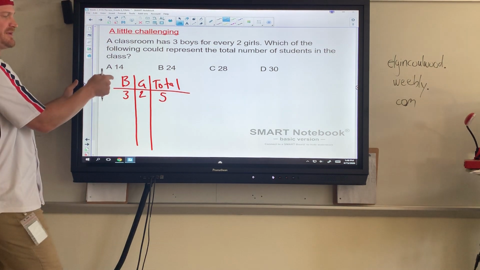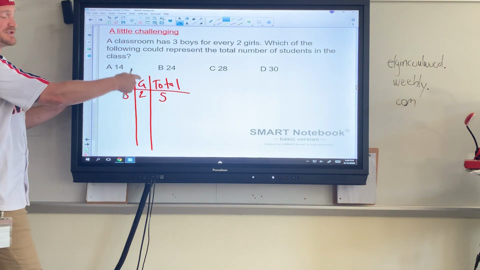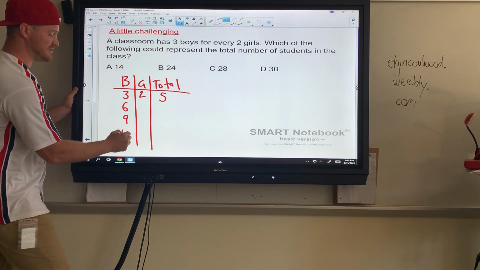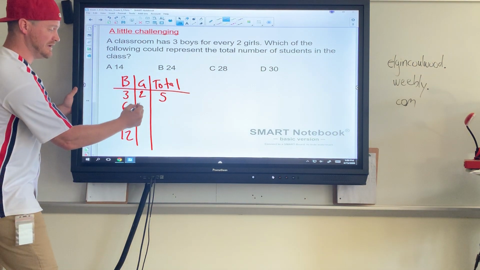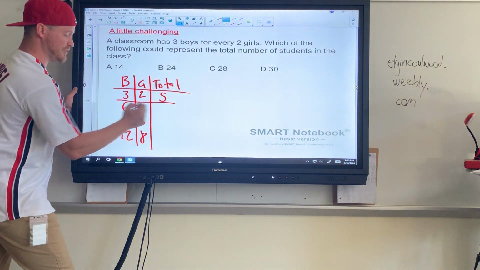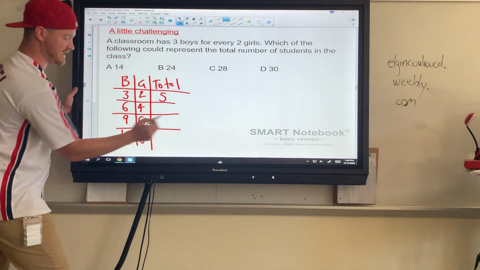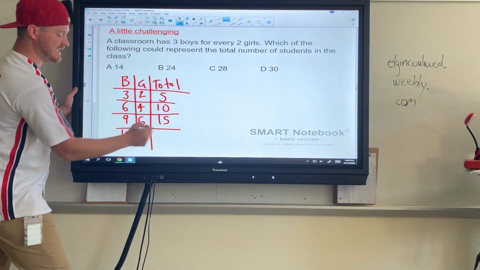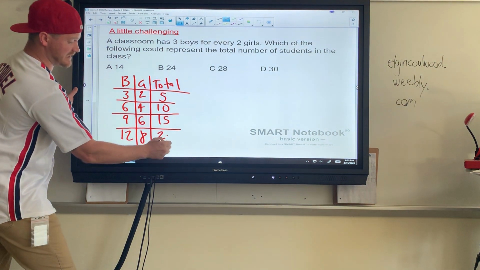So that means I've got to keep counting by 3s in the boys column, keep counting by 2s in the girls column. So this would be 3, 6, 9, 12, so on and so forth. This would be 2, 4, 6, 8, and since we're finding the total, we're just going to keep adding the boys and the girls together. 6 plus 4 is 10, 9 plus 6 is 15, 12 plus 8 is going to be 20.